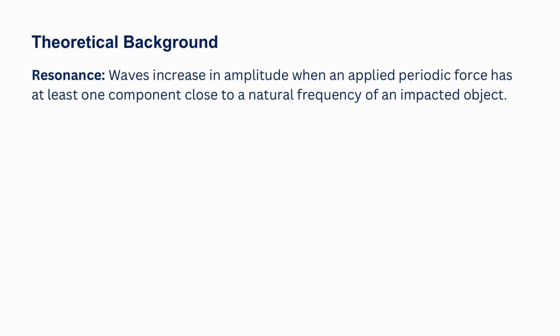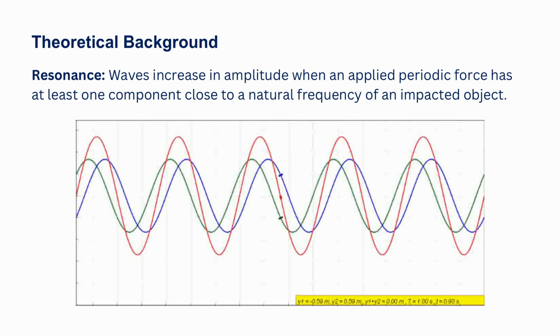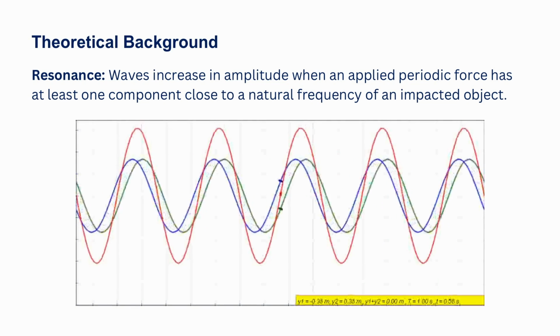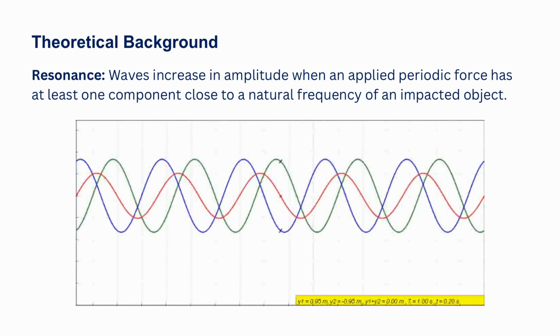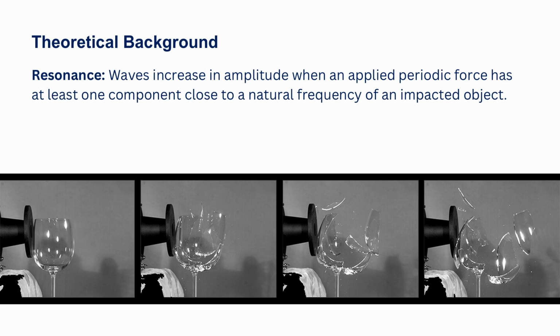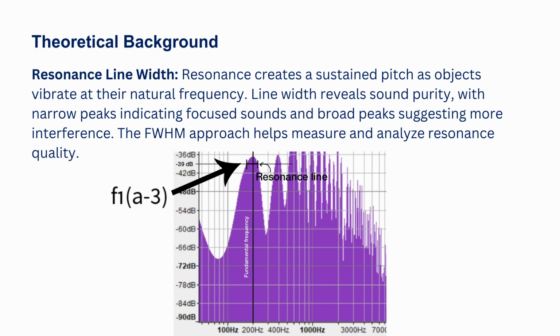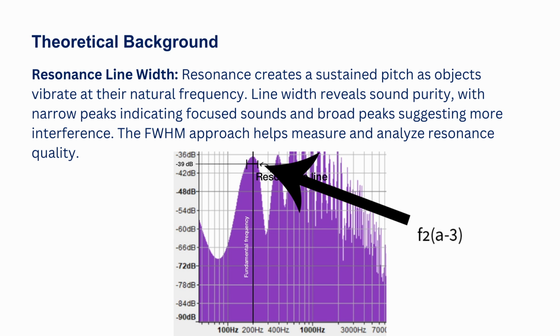Finally, let's discuss resonance line width. But first, we need to understand resonance. Resonance is a phenomenon that occurs when an object vibrates at its natural frequency, amplifying the sound and creating a sustained pitch. This can happen in musical instruments such as a guitar string or a drumhead, as well as in everyday objects like a wine glass. In the context of sound and resonance, line width refers to the width of the peak in the frequency spectrum. A narrow line width indicates that the sound is very focused at the natural frequency, while a broader line width suggests that there are other frequencies present in the sound.